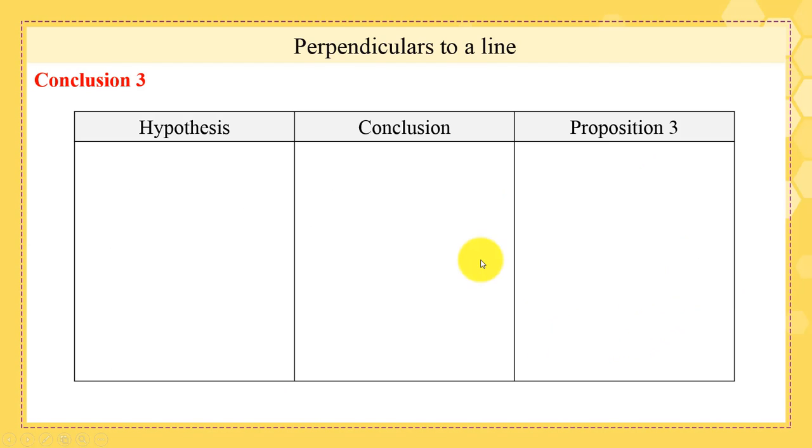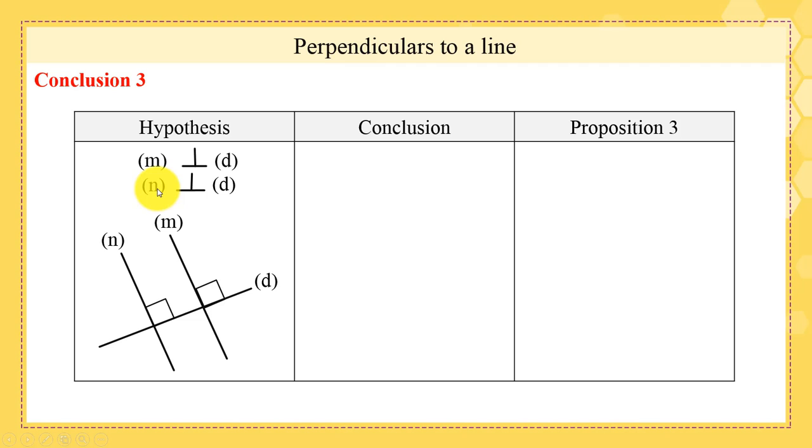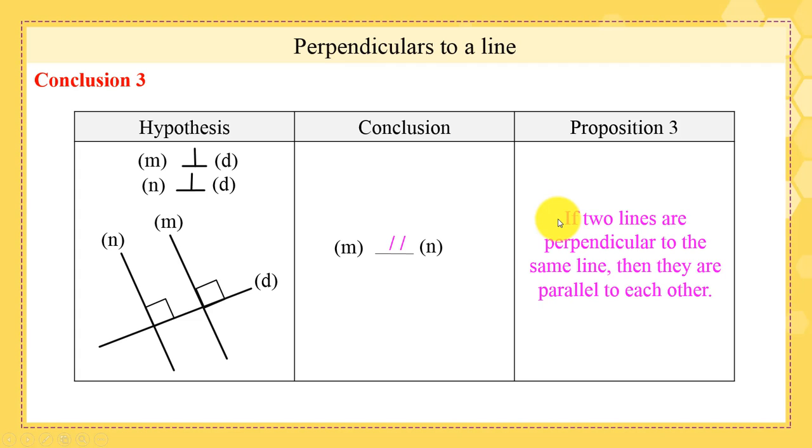Conclusion. The hypothesis is that line M is perpendicular to line D and line N is also perpendicular to line D. What do you conclude about the two lines M and N? They are parallel. Let's generalize the rule. If two lines are perpendicular to the same line, then they are parallel to each other.